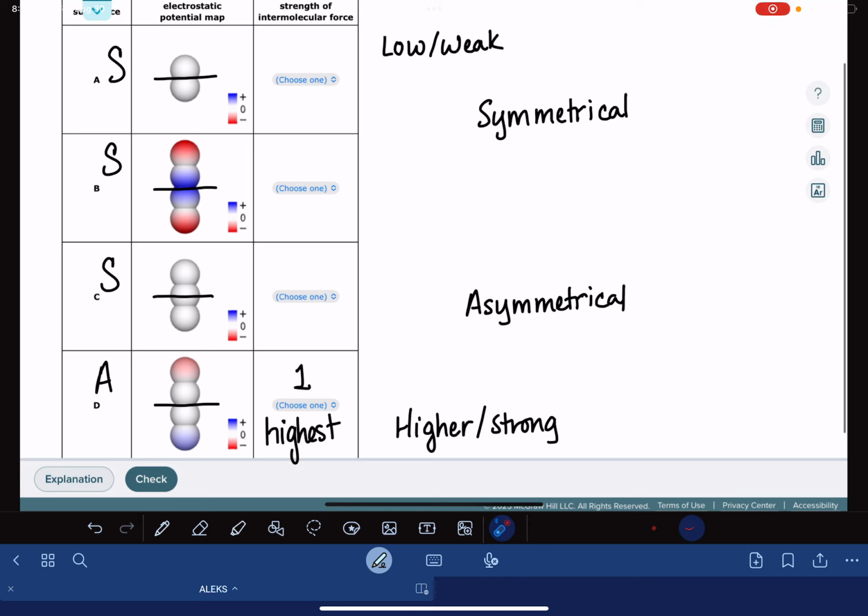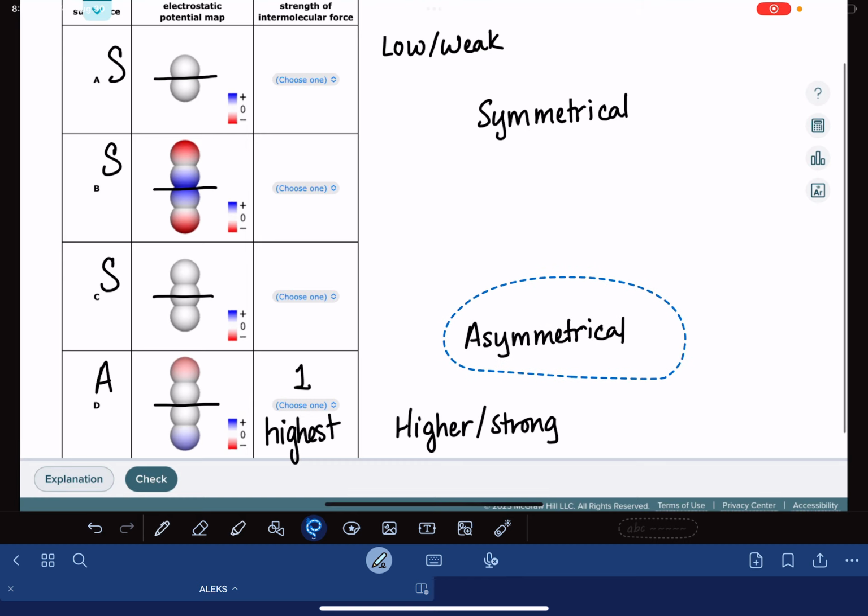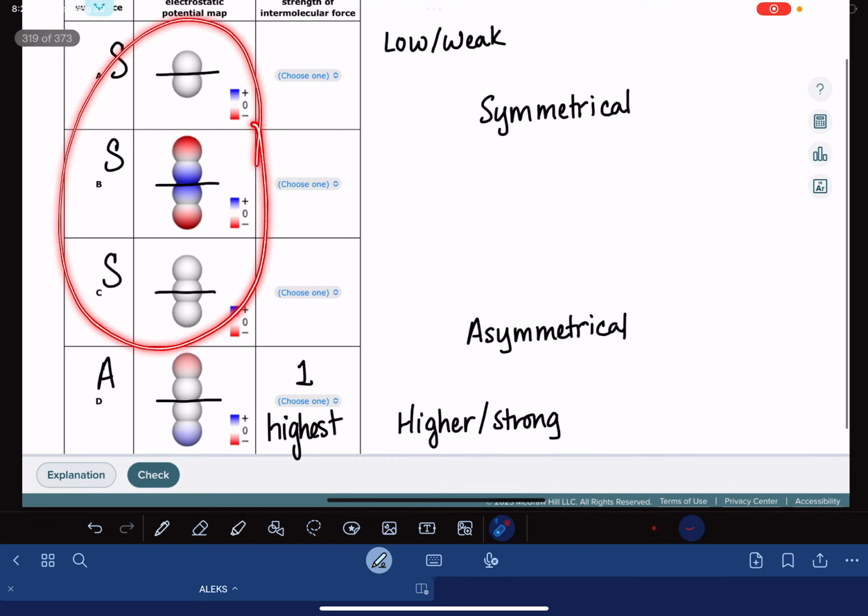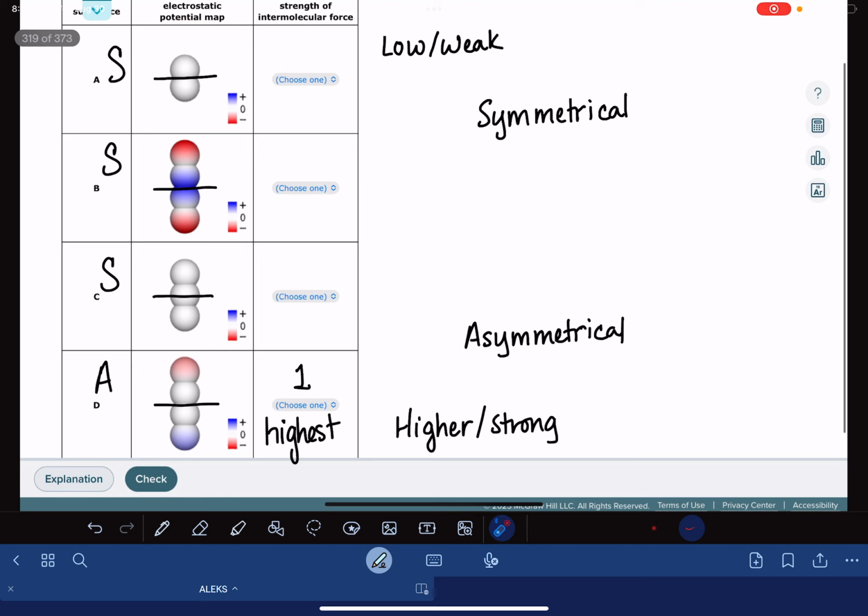Now, just in case you have more than one molecule that is asymmetrical, I am going to tell you how to differentiate between them, which one is the highest, which one is the next highest, etc. But for now, I'm just going to keep focusing on my particular problem. So the asymmetrical molecule is number 1, highest. And then of my symmetrical molecules, how am I going to distinguish them from each other?